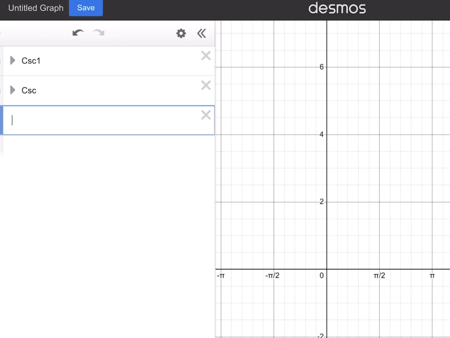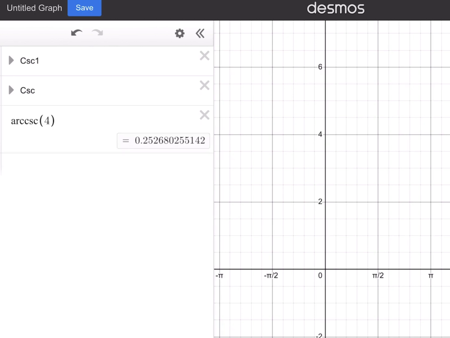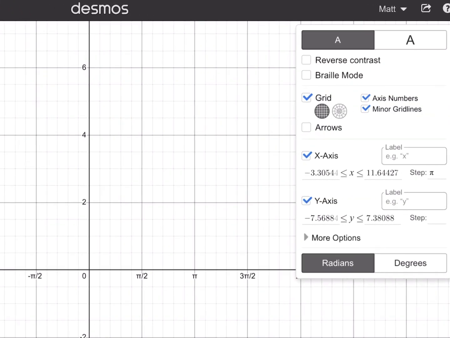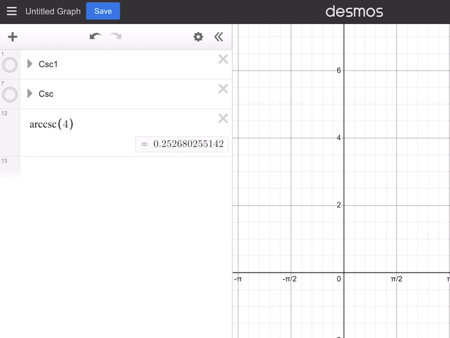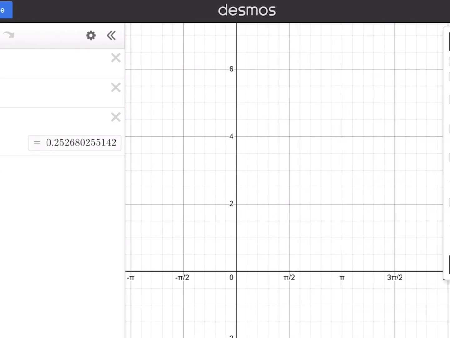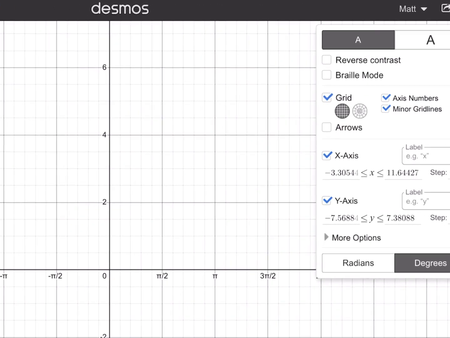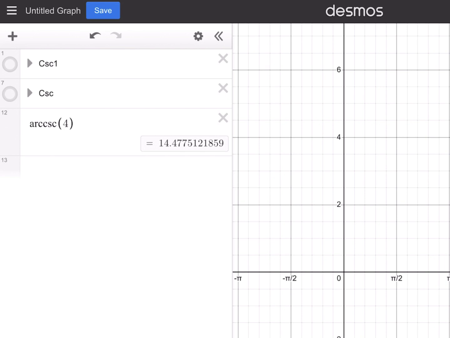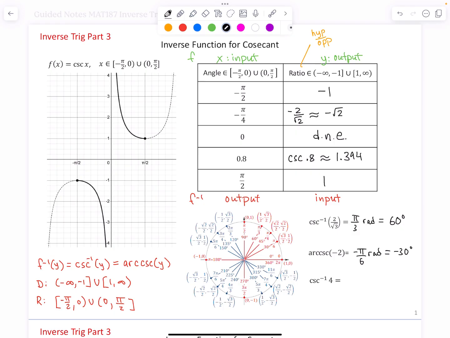Okay, so type in arccosecant of 4. Click the wrench to see that you are in radian mode. So our answer is about 0.253 radians, rounded to the nearest thousandth. Or in degrees, it's about 14.5 degrees, rounded to the nearest tenth. So I'll cross out this equal sign and say approximately 0.253 radians, or 14.5 degrees. Notice that's a sensible answer given we expected an angle somewhere around here.